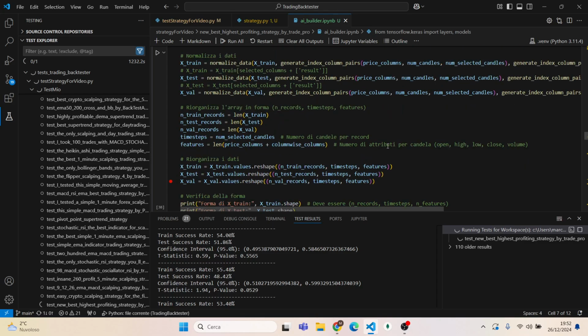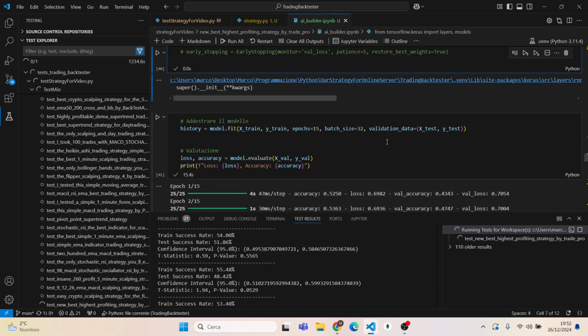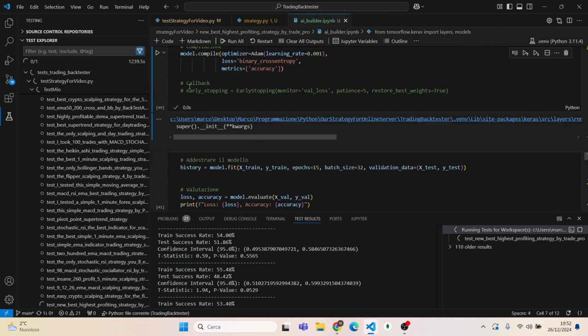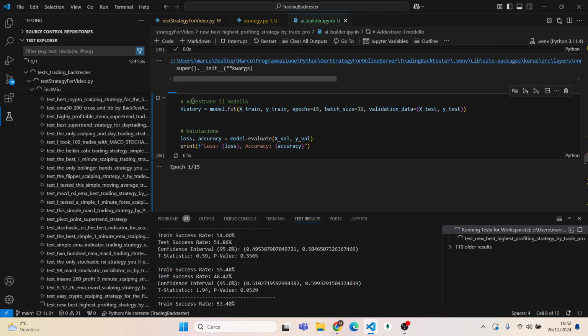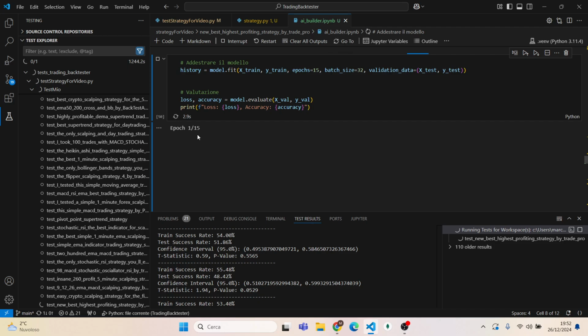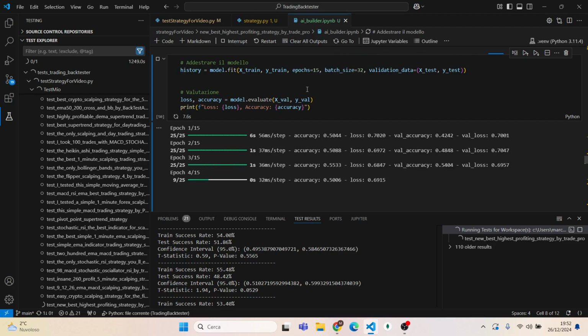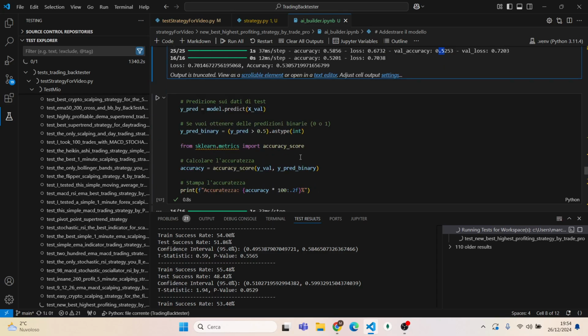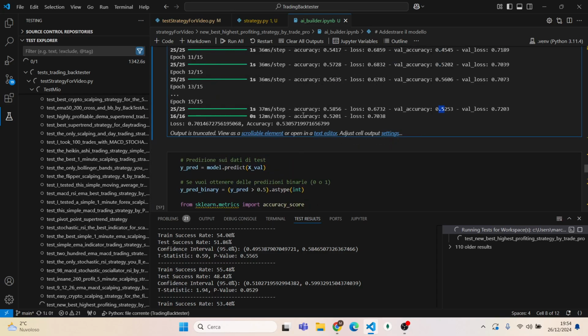But now let's talk about something interesting. Let's see how it performs. So let's run the model and see how it performs. I will let it run 15 epochs and let's see how it goes. Okay, as we can see, we obtained an accuracy of 58% on the train dataset, 52.53 on the test dataset, and 53 on the validation dataset.